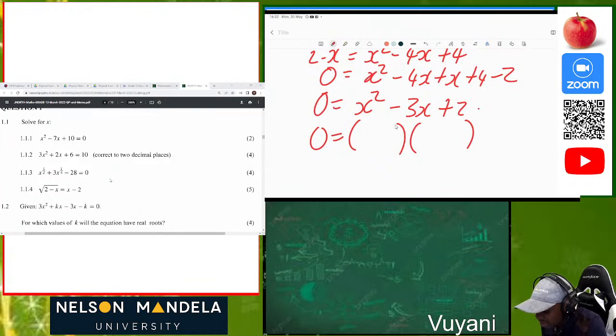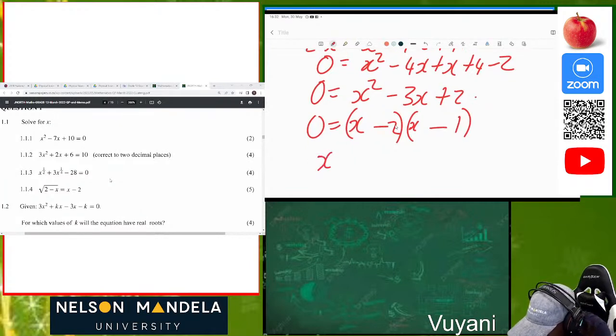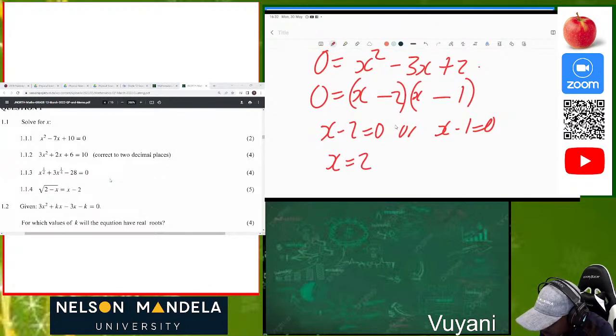When we are using factors, we know that it's going to be x and x. Now we can say that we have 2 and 1. So negative 2 and negative 1 give us negative 3. Negative 2 minus 1 is negative 3. Negative 2 times negative 1 is positive 2. Great. So now we know that x minus 2 is equal to 0, or x minus 1 is equal to 0. Then our x will be equal to positive 2, or our x is equal to positive 1.